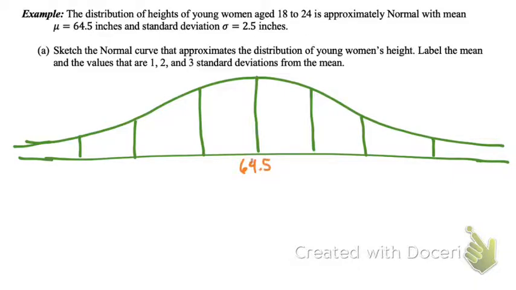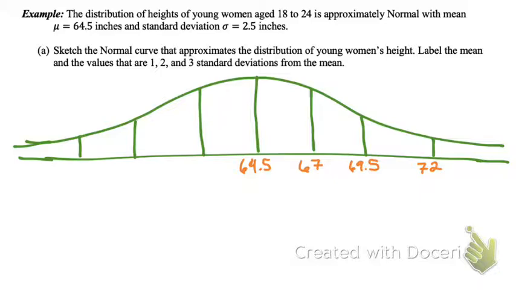64.5. All right. If a young woman, age 18 to 24, is 1 standard deviation above average, how tall is she? She is 67 inches tall. All I did there was I added 1 standard deviation. If a young woman is 2 standard deviations above average, how tall is she? 69.5. If a young woman, age 18 to 24, is 3 standard deviations above average, how tall is she? You guys know why I always go to the right first? Because addition is easier.